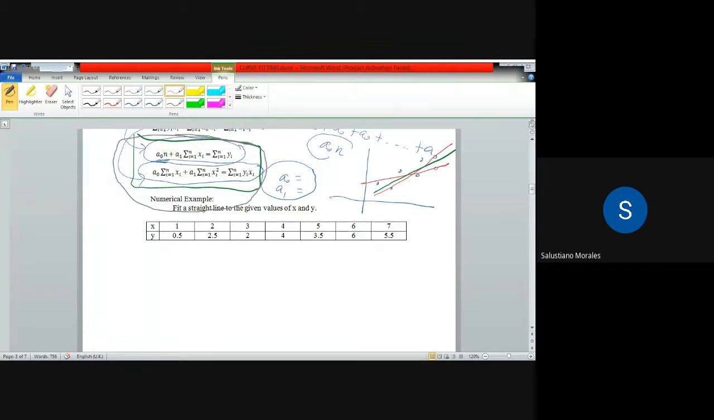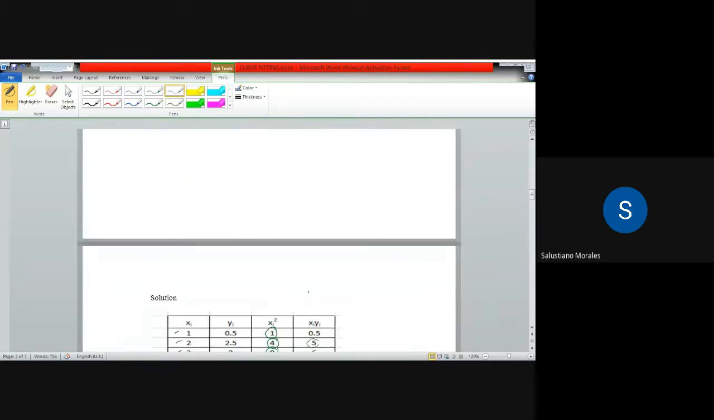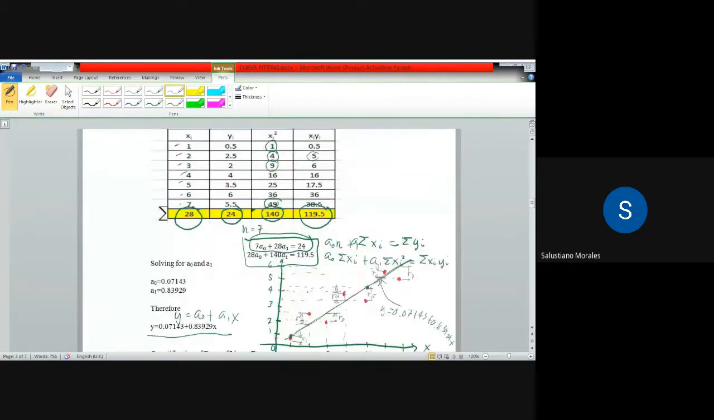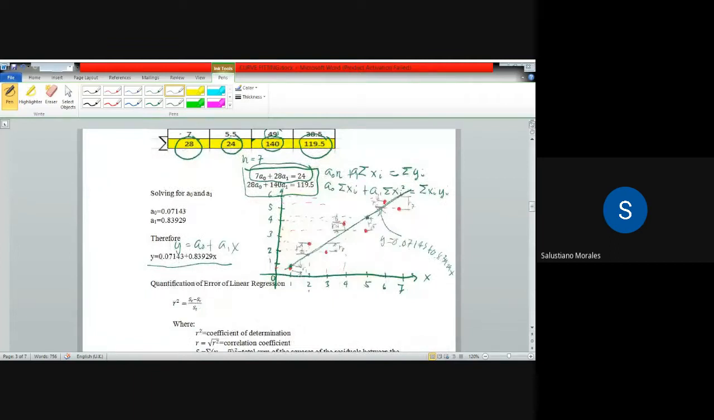So, important ito because if we go on, later on, we go with non-linear. So, we still use the same principle as this one. So, let's say to continue, we will discuss how we could measure now how fit now this equation or line na determine natin to the given data points.